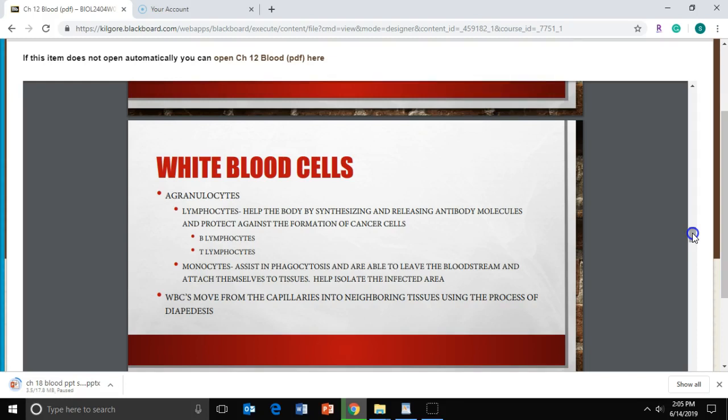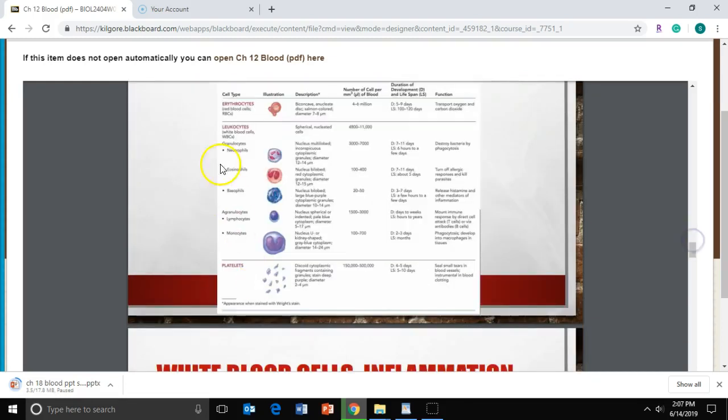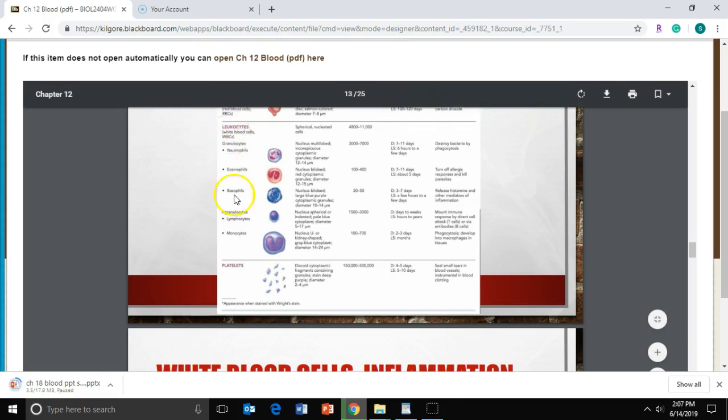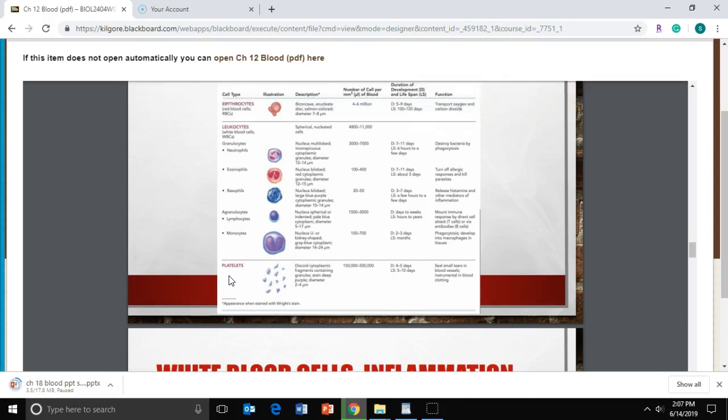The second type of agranulocyte is a monocyte. And monocytes can assist in phagocytosis, and they're able to leave the bloodstream and attach themselves to tissues. So they help to isolate the infected area. Because they are phagocytes, they can engulf and get rid of debris or bacteria. So white blood cells can move from the inside of capillaries into neighboring tissues using a process called diapedesis. You can see here erythrocytes, leukocytes, and also platelets. Keep in mind that platelets are not really cells, but only fragments of cells.